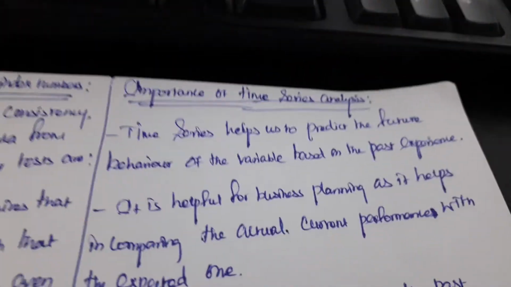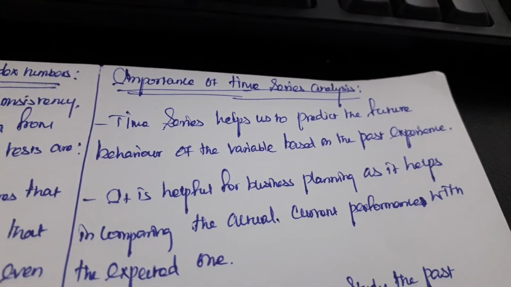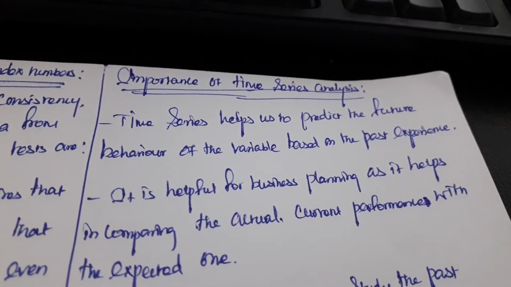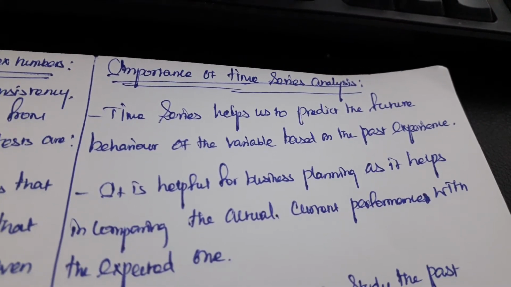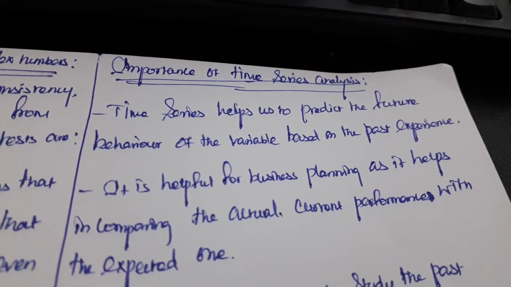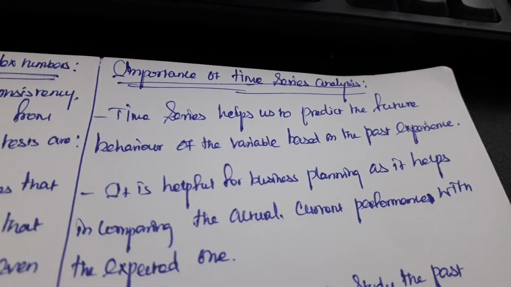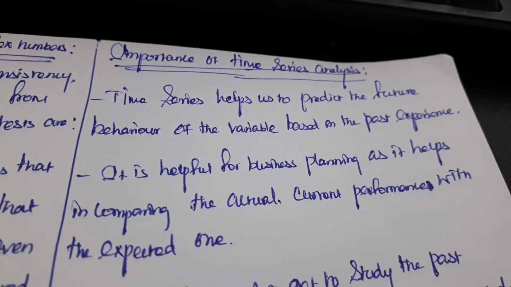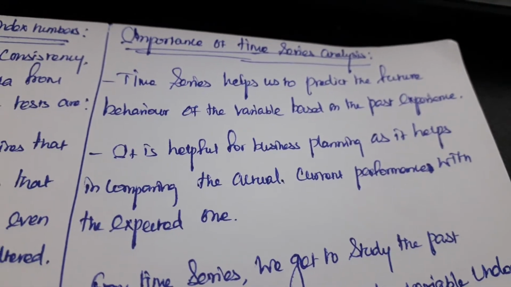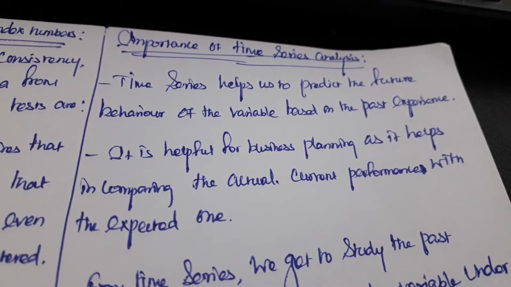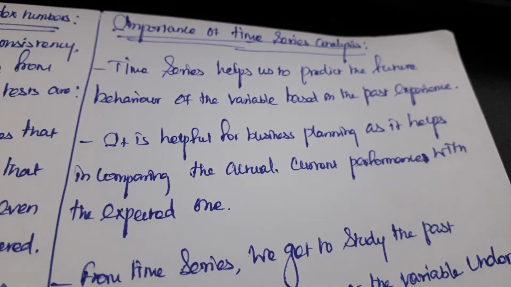The next topic is the importance of time series analysis. So now we need to know what a time series is. Time series analysis is used for the presentation of data according to the time basis, especially in chronological order. Time series helps us to predict the future behavior of the variable based on past experience. Through time series, we can predict the future behavior after studying the past experience.